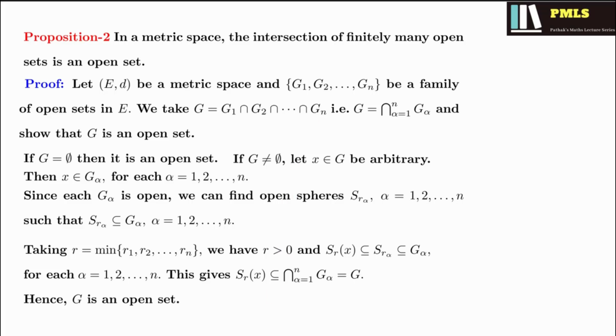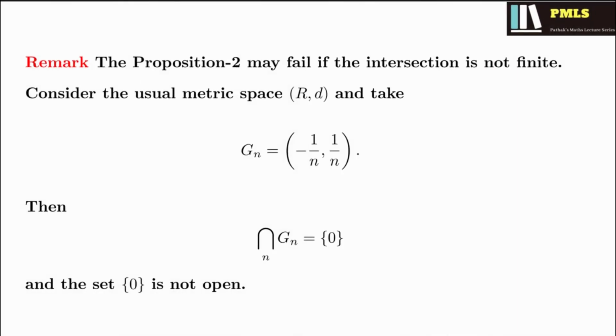Now let us check whether this property is going to hold when the family contains infinitely many open sets. The answer is no. Let us see how. Now we have taken the usual metric space R, and we are considering Gn as the open intervals with endpoints -1 by n and 1 by n. So if n runs from 1 to infinity, we have infinitely many Gn here.